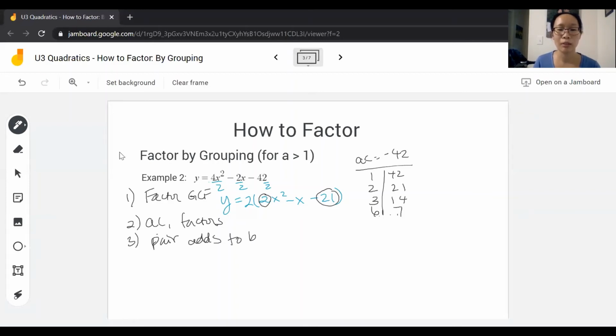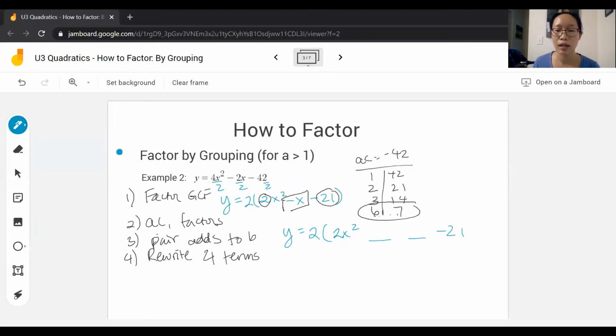In step 3, I'm looking for a pair that adds to B. My B now is negative 1. No combination of 1 and 42 can give me a negative 1, or any of the others. The only one is a 6 and a 7. In step 4, I rewrite my trinomial as 4 terms. Don't forget the GCF. So I'm just going to copy the A and the C, and then I'm going to rewrite 6x and 7x. In order for me to have a negative x, I know that the 7 has to be negative and the 6 has to be positive.